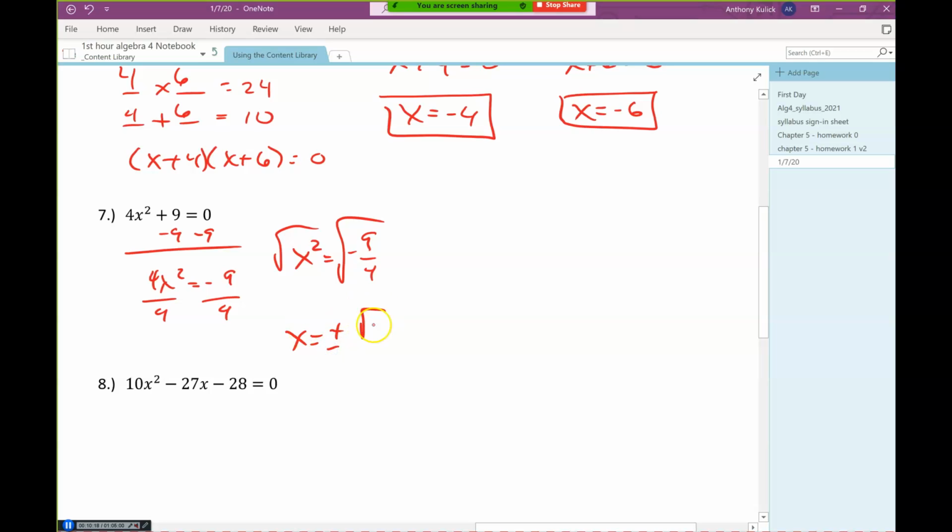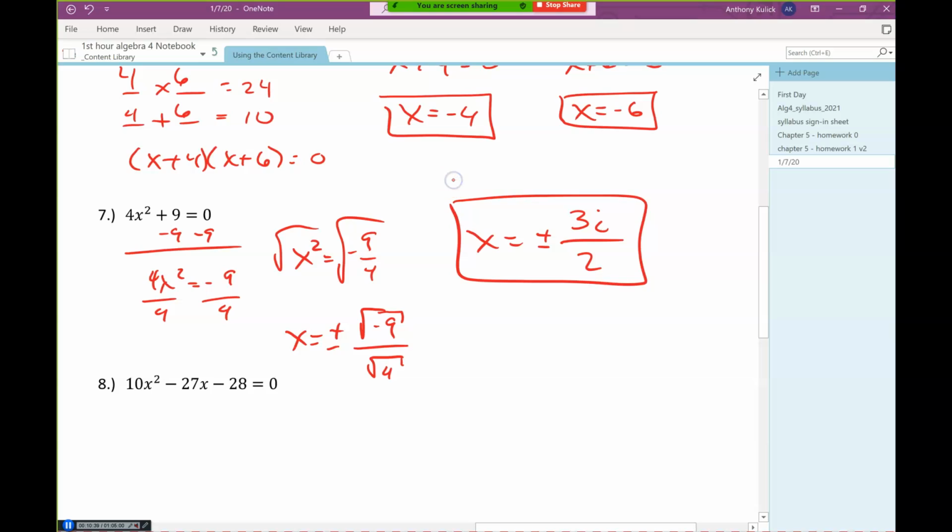When we square root a fraction, we can do that by square rooting the numerator and then square rooting the denominator. The root of a negative creates an imaginary number, so that's going to give me i. So the square root of negative 9 is the square root of 9 with an i at the end of it. And then the square root of 4 is just 2. And that would be my answer there. Again, you could have used the quadratic formula there. It wouldn't have been much slower, but maybe a little bit slower.